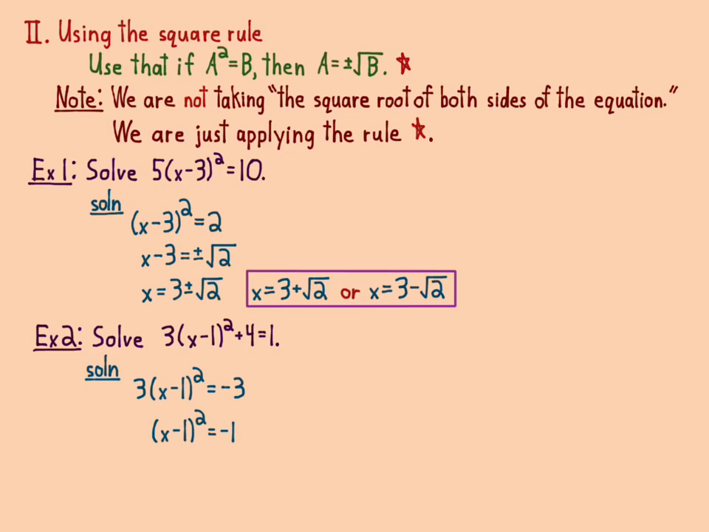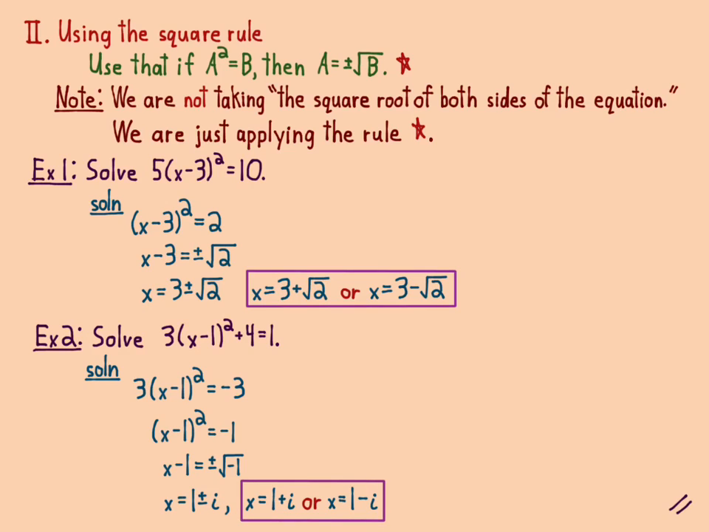Then you apply the square rule. You get x minus 1 equals plus or minus square root of negative 1. Remember, square root of negative 1 is i. So you get x equals 1 plus or minus i, which of course you'll write in as x equals 1 plus i in one blank, and x equals 1 minus i in the other blank. Pretty simple.